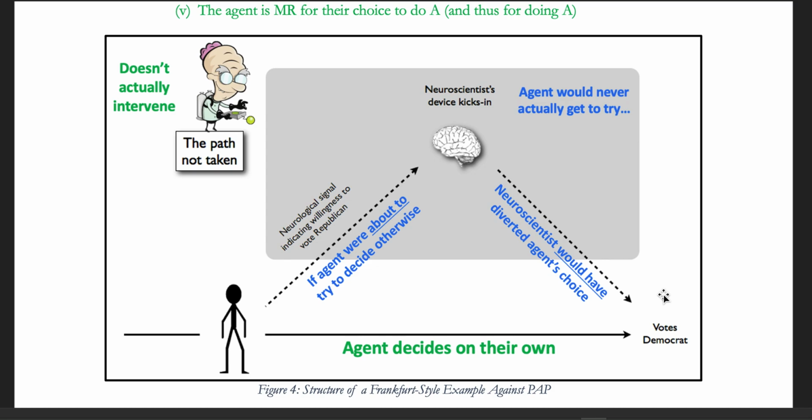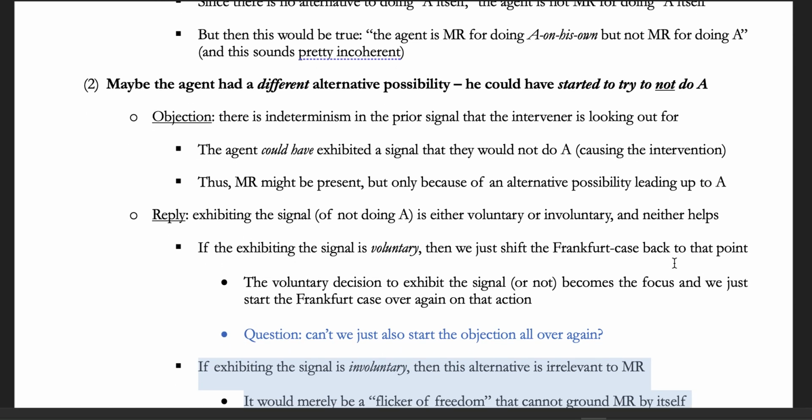Therefore, PAP, the idea that responsibility requires alternative possibilities, is false, because the alternative possibility that's here, that's not what PAP is talking about. PAP's talking about a more robust alternative, like being able to decide to do something different. But you don't have that. You can't get there. All you can get to is this little twitch, and then the neuroscientist is going to jump in. But that twitch is not really an alternative possibility. That's basically the idea.